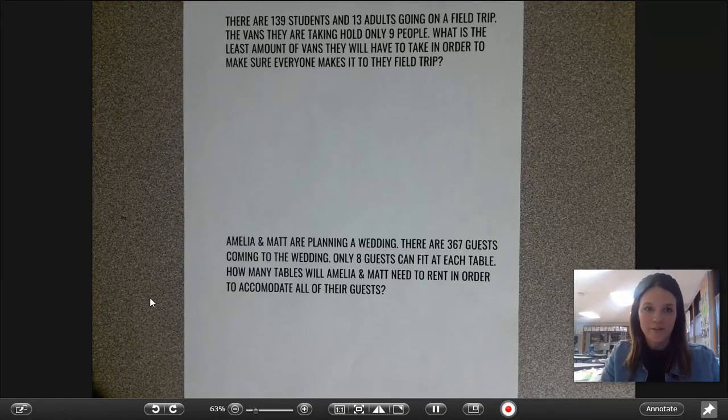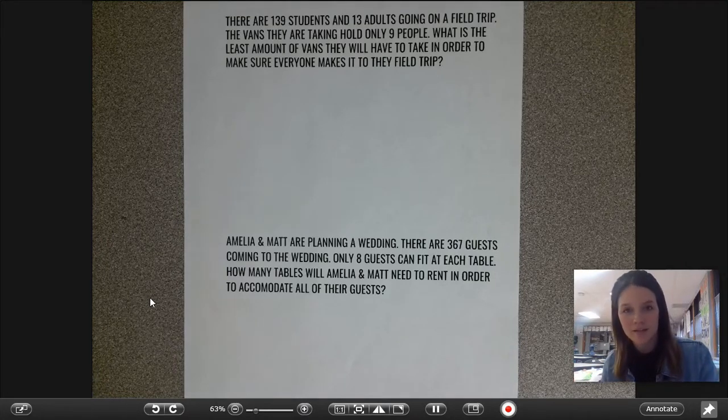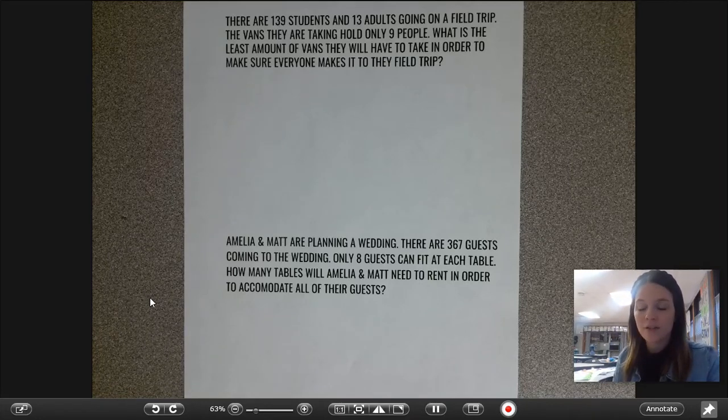So let's get started. There are 139 students and 13 adults going on a field trip. I always ask my kids to stop here and really visualize what that looks like. We picture the parents standing with us and all of the kids and where the bus would be picking us up, or in this case, it looks like it's going to be a van, but I always ask my kids to stop and get the picture in their head. So do you see 139 students and 13 adults standing together ready for a field trip? I do, and I see them maybe going to the zoo.